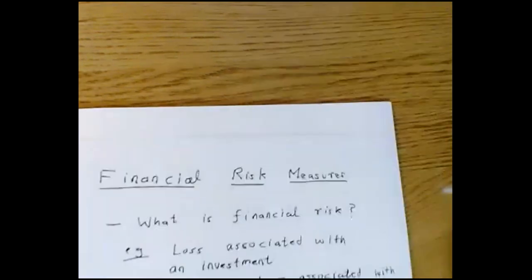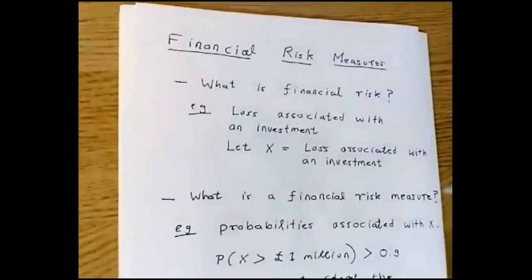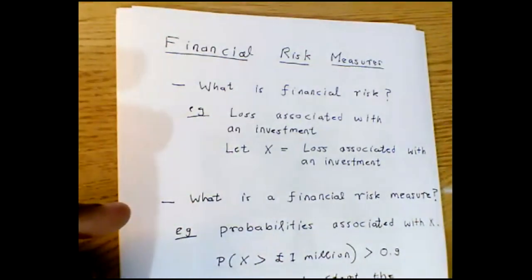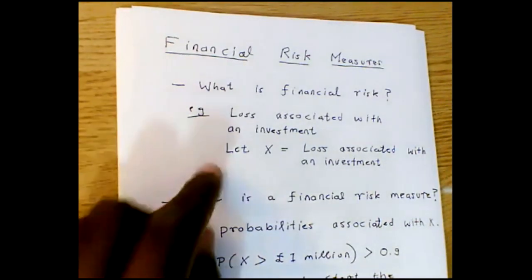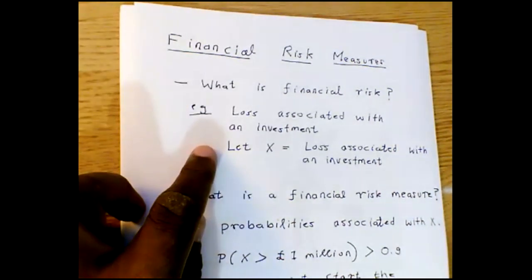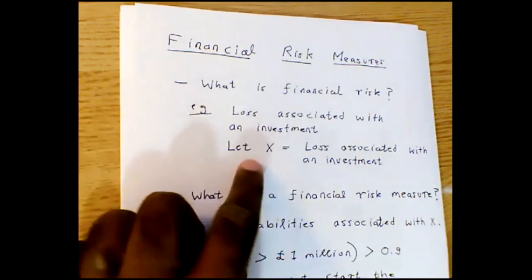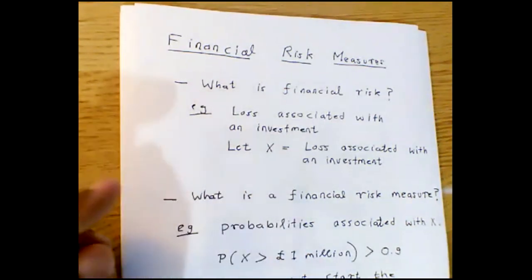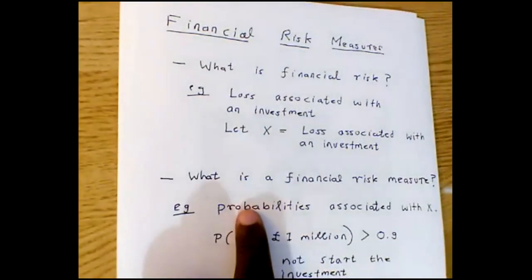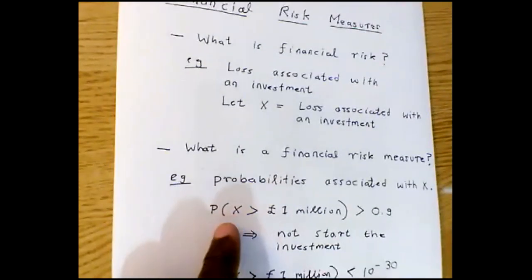First, I will just briefly run through the content of the 4 videos, assuming that you have already seen this before. This is just an introduction. So what is a financial risk measure? It can mean different things. For example, it can mean a loss associated with an investment, where the variable of interest is the loss associated with an investment. So that's the financial risk. Now, what is a financial risk measure? Again, it can mean different things.